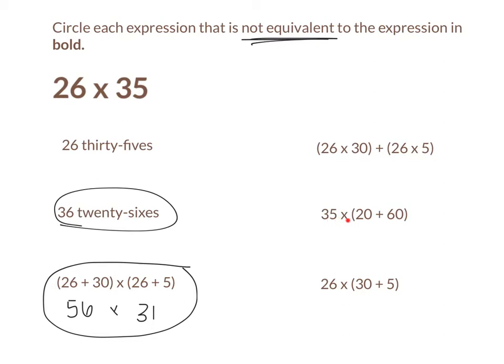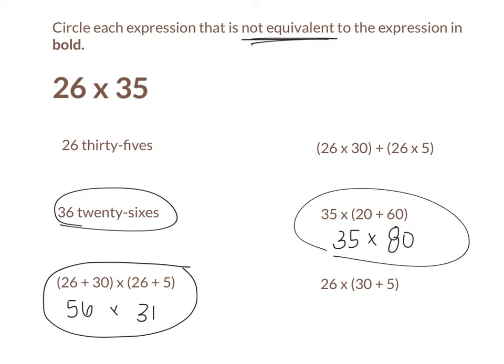I have 35 times the sum of 20 plus 60. So what's 20 plus 60? 80. So here I have 35 what? 80s. Is 35 80s the same thing as 35 26s? No. So is that equivalent? No. So let's circle it.